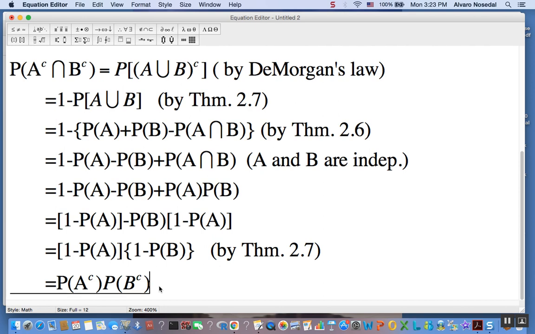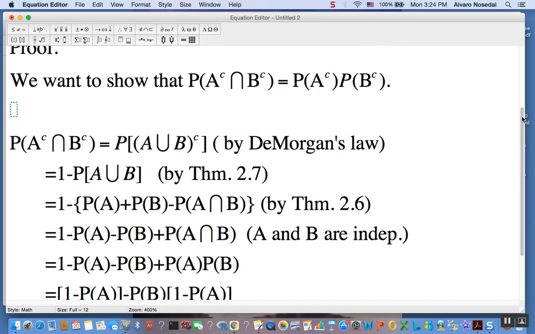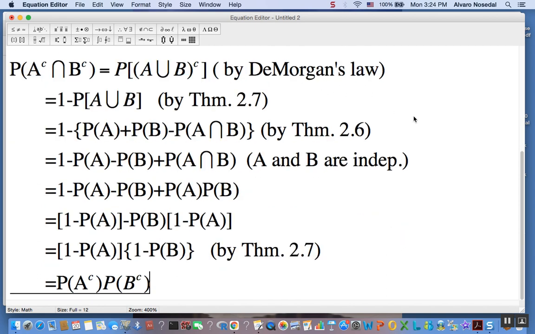But now, note what we have done. We started here, the probability of A complement intersection B complement. Well, the probability of that intersection equals the probability of A complement times probability of B complement. And that was, or that is, exactly what we wanted to show. So we are done. Let's summarize what we did.